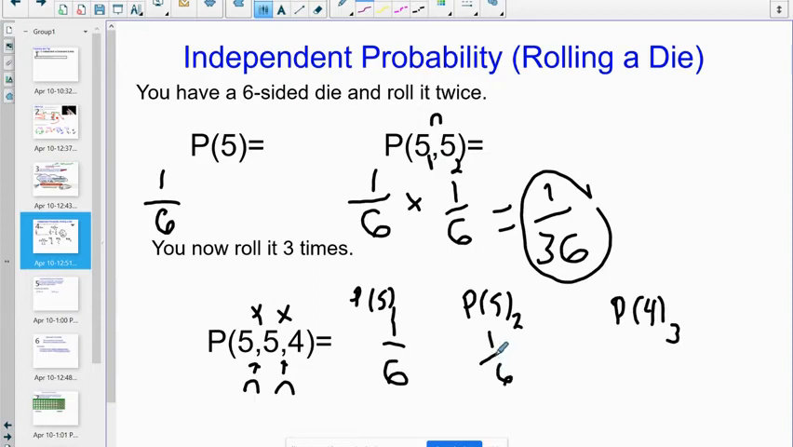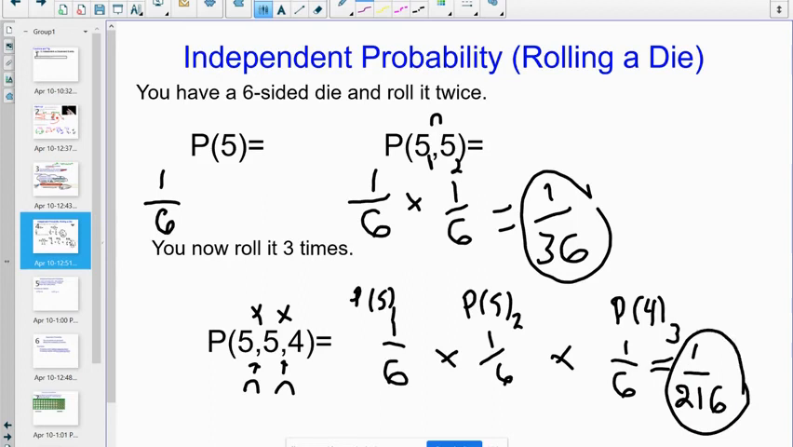And what's your probability of rolling a 4? That same 1/6, because you have an equally likely chance of rolling any number on the given die. I'm going to multiply that across, because that's what we do when we're finding the probability of independent events with and. That is 1/216. You can't reduce that because there's 1, you can't reduce 1 by anything.